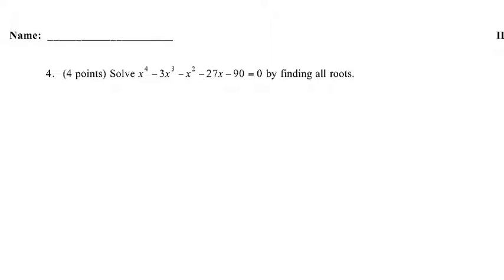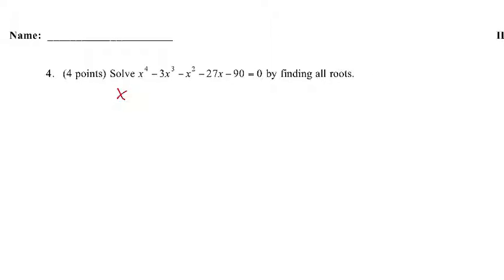Number 4 says solve x to the fourth minus 3x to the third minus x squared minus 27x minus 90 equals 0 by finding all the roots. So what I'd like you to do for this, there's really no easy way to do this by factoring from what we've learned so far. So I would like you to plug it into a calculator to start. Plug it into a calculator, find the roots by finding out where it crosses the x-axis.